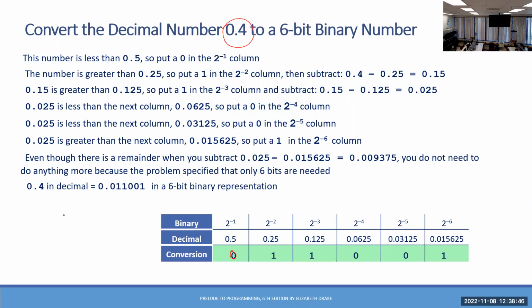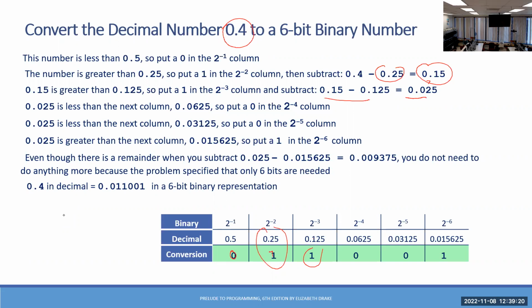So in order to make 0.4, I need 0.25 here, right? So when I need it, I put number 1 here. When I have number 1, I have to subtract it. I have to subtract 0.25, so I have 0.15 left. I move to the right. In order to make this one, I need it because this one is greater than this one, right? So I need it here. Again, I have to subtract it. So I have 0.025. Do I need this or not? No.